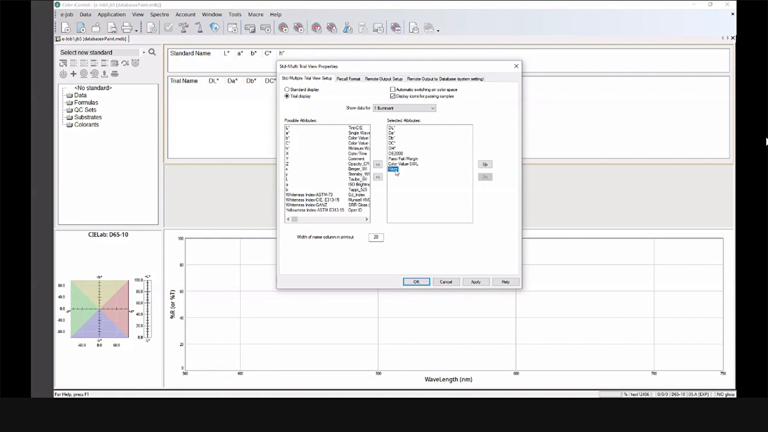But again, we just want to add things. For a measurement of a single sample itself, we have to do two measurements, over white and over black. Then there are other color attributes we have.